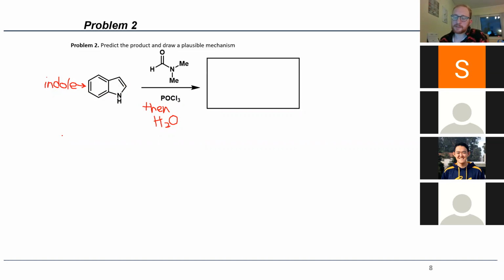But the reaction here is the Vilsmeier-Haack reaction. It allows for the addition of essentially what is an aldehyde to electron-rich aromatic rings. And the reaction proceeds.